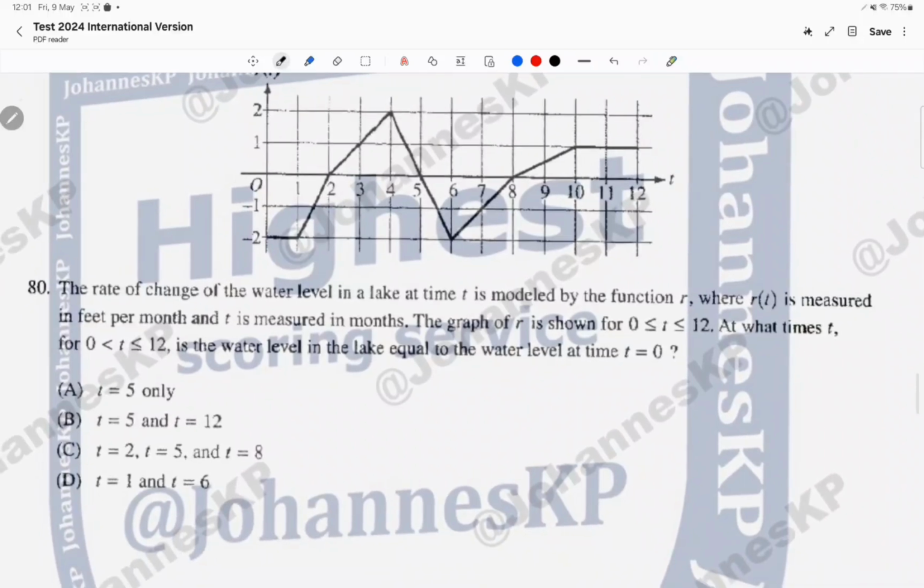80. We have here the rate of change. And we are looking for at what time is the water level in the lake equal to the water level at time of 0. Right? So in the beginning, there was no water, right? But they're going to be adding water. So what you basically want is a combined area that's going to give you a 0, essentially. So a combined what? Area that's going to give you a 0.